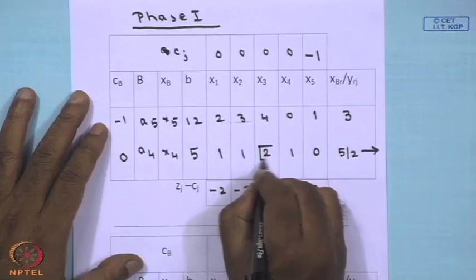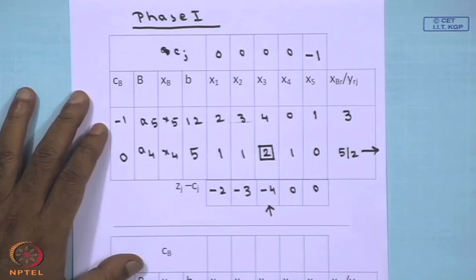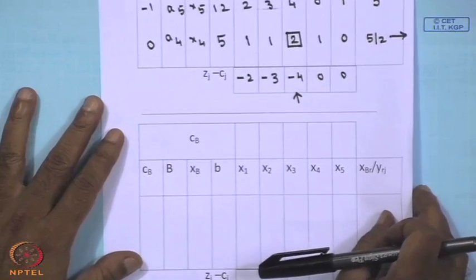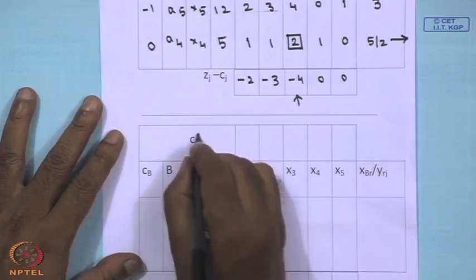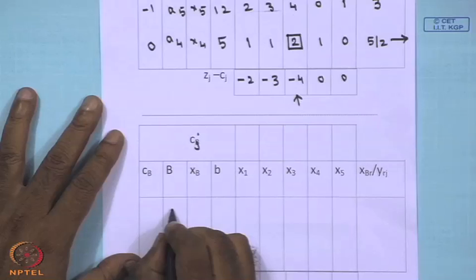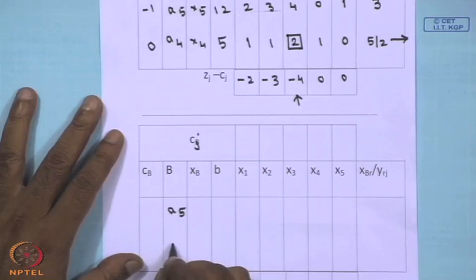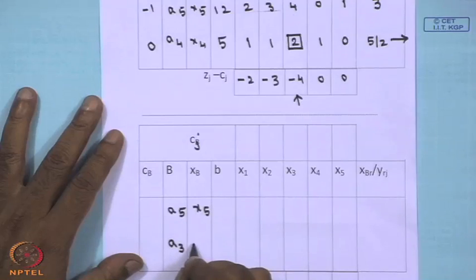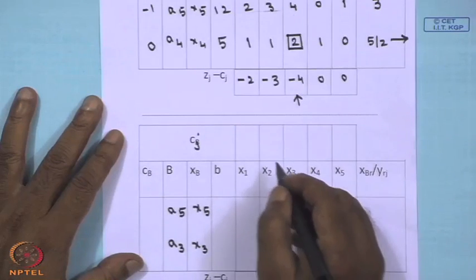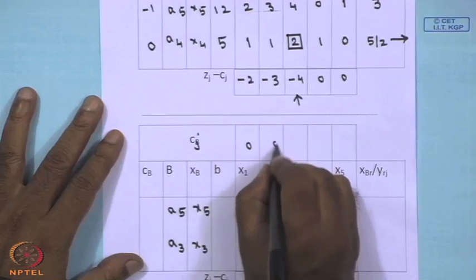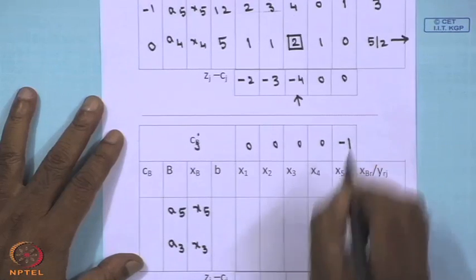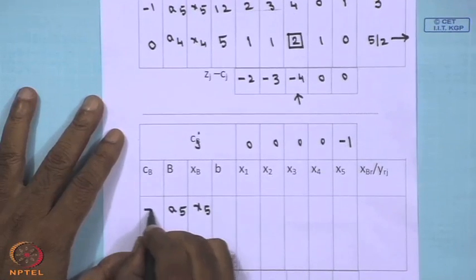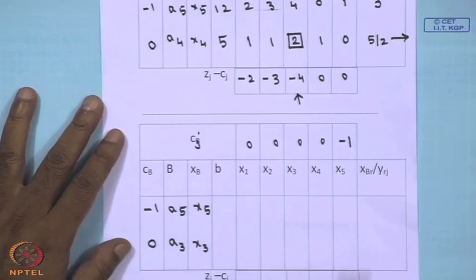So, this is your pivot element. So, once I have obtained the pivot element from here, here it is your entering vector. x5 remains same, x4 is out and x3 is coming in. Zj minus Cj is less than equals 0. These values will remain same: 0, 0, 0, 0, minus 1. So, it will be minus 1 and 0.